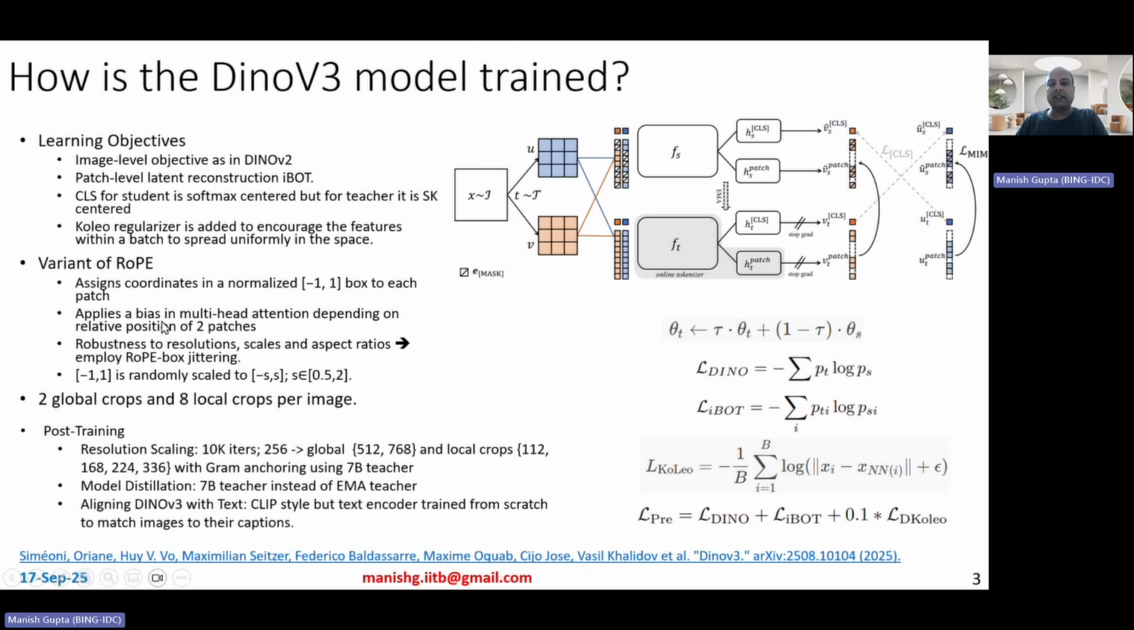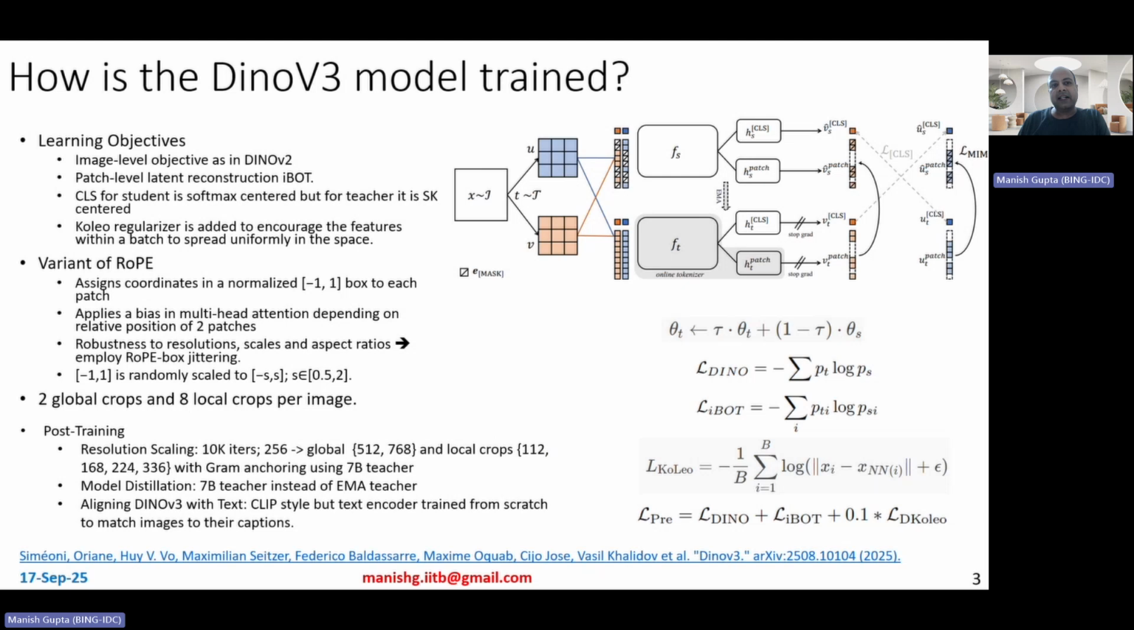And then these are used to apply a bias in the multi-head attention depending on the relative position of the two patches. So if they're far, they have a certain representation. If they're close, a different representation, relative representations, right? So to ensure robustness of training to various image resolutions, scales and aspect ratios, they actually apply jittering to these RoPE coordinates. Okay, so essentially the -1 to 1 box is randomly scaled by 0.5 to 2, and that's how you get jittering done, and that's the RoPE variant that they use.